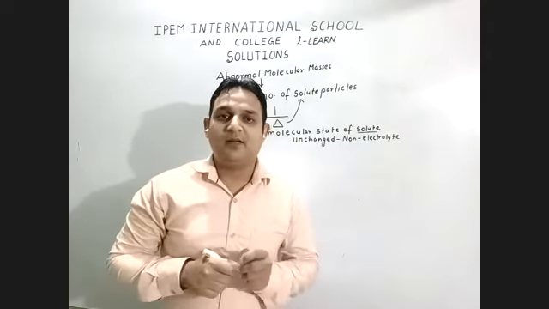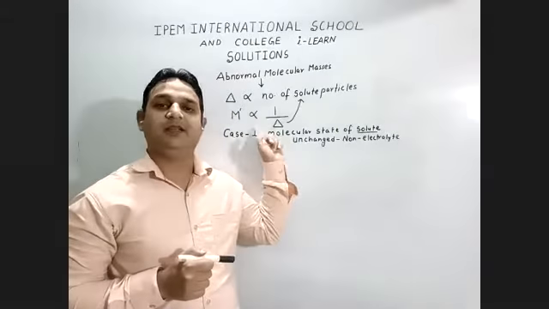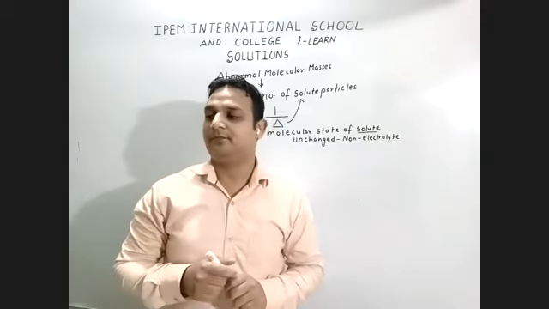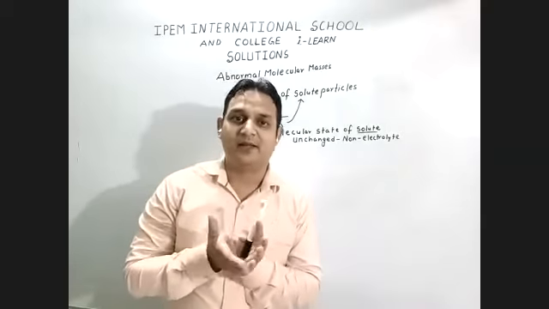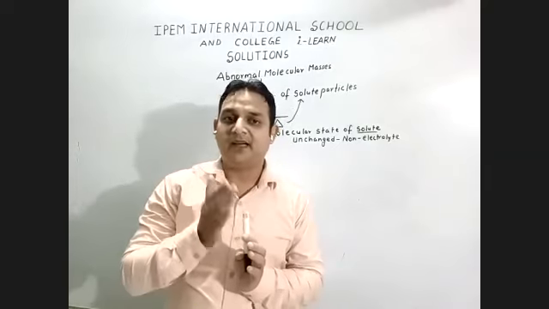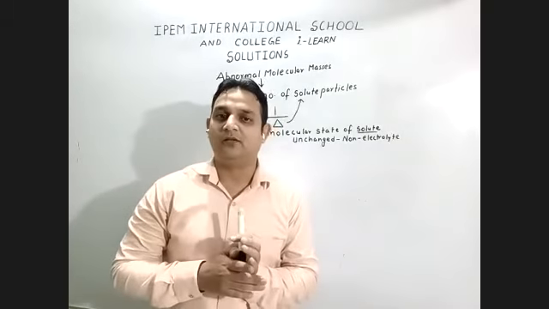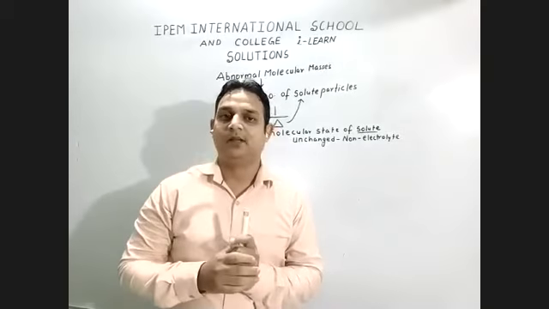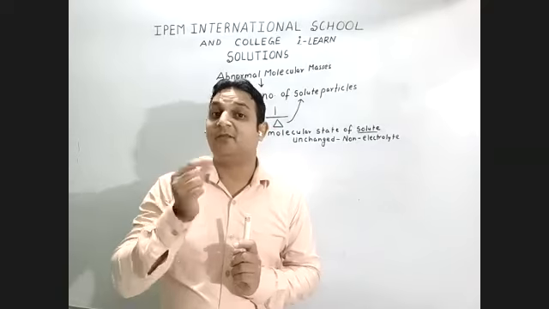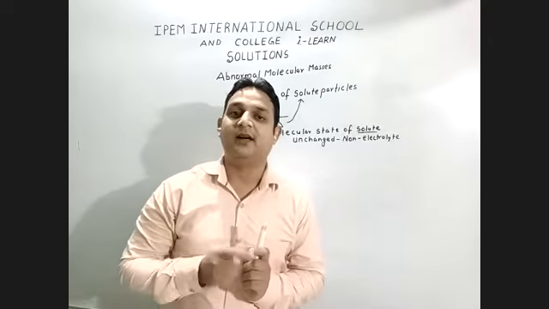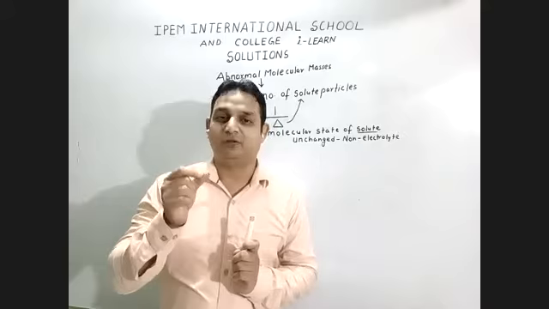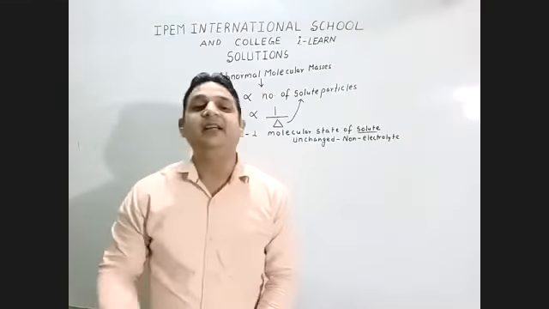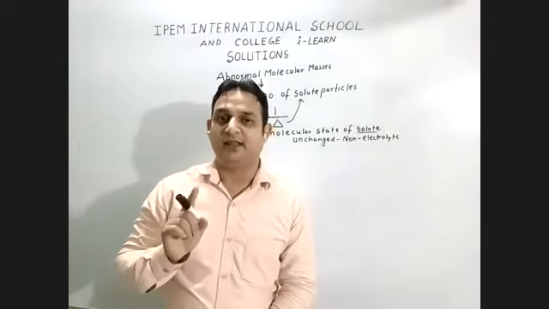The masses which you calculate on the basis of colligative property and the masses you calculate from the chemical formula will be the same. Say, for example, urea. From its chemical formula, urea is 60. And when you calculate it from the colligative property, you will also get the molecular mass of urea as 60, because the molecular state of solute particles remains unchanged. Neither will it associate nor dissociate. So solute does not undergo any association or dissociation in solution.